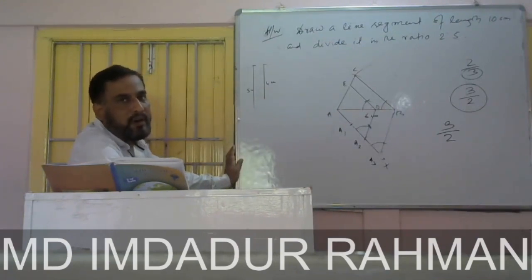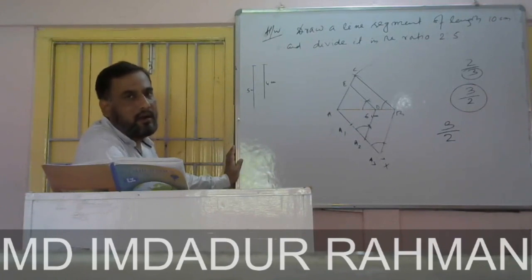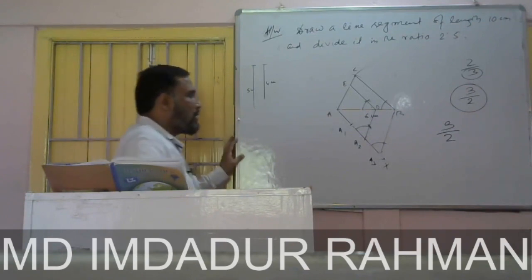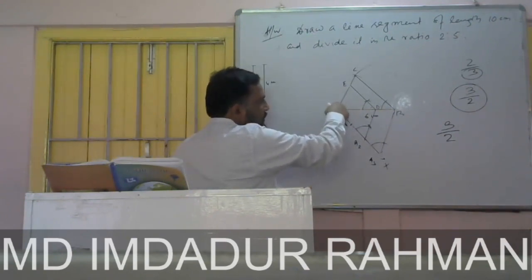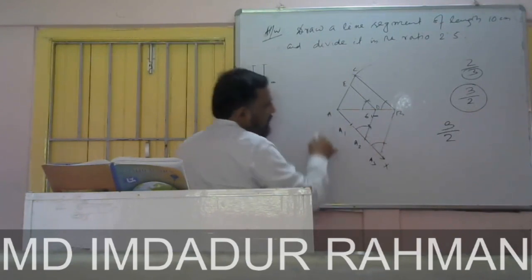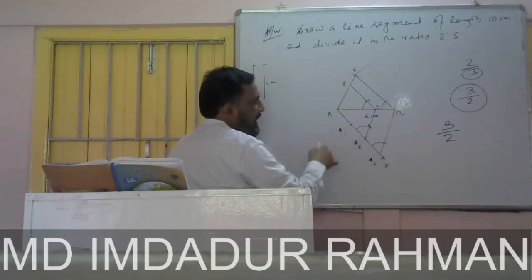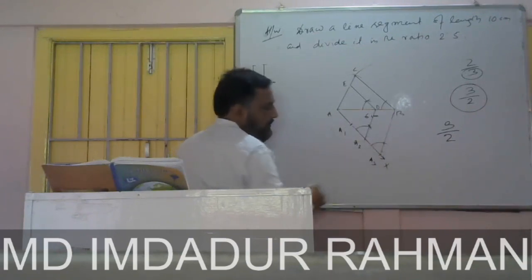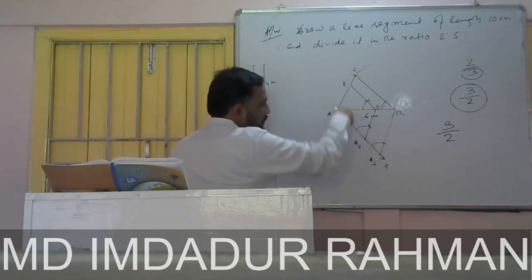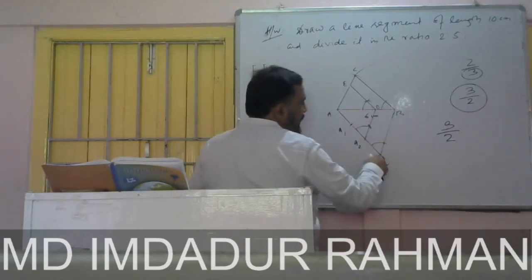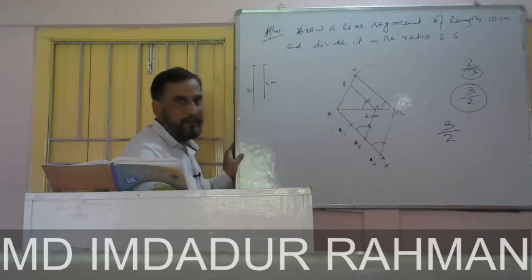Now we have to draw another triangle 2/3 of this triangle ABC. So to draw this we have drawn a ray AX and marked here 3 points A1, A2, A3 of equal length with the compass, taking from here to there. Like this we have drawn 3 points and then joined A3B.